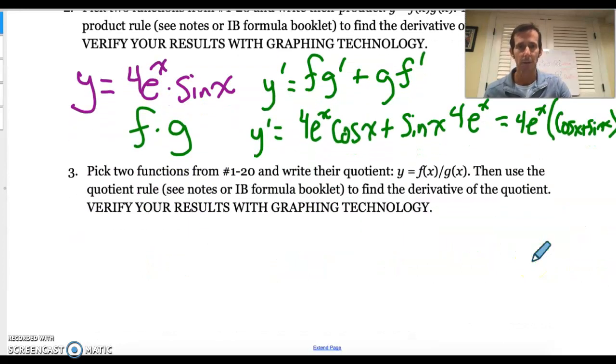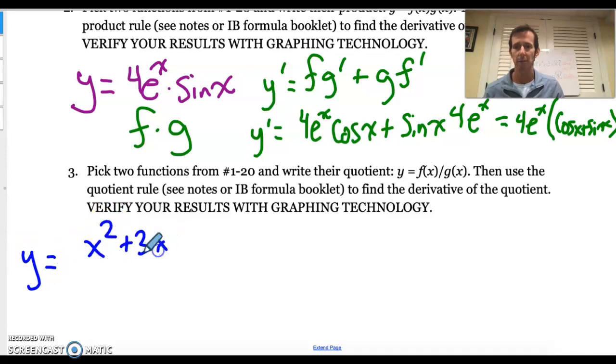So I'm going to do the same thing with a quotient rule. I'll pick a different function for us, two different functions. So I will do y equals x squared plus 3x divided by, I'll just do cosine of x. Get some trigs in here.